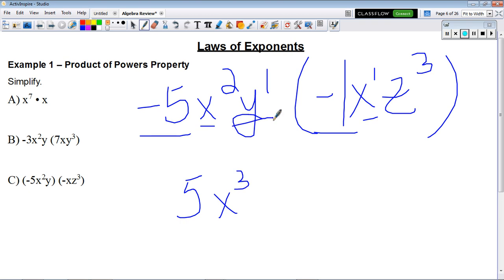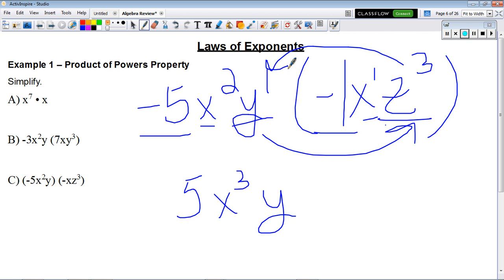And then I have y to the first. And if you notice, there's no other y to multiply that with here, so that's just going to stay y, or y to the first. And then I have z cubed here at the end. And once again, since there's nothing over here to multiply that with, that's just going to stay the same.